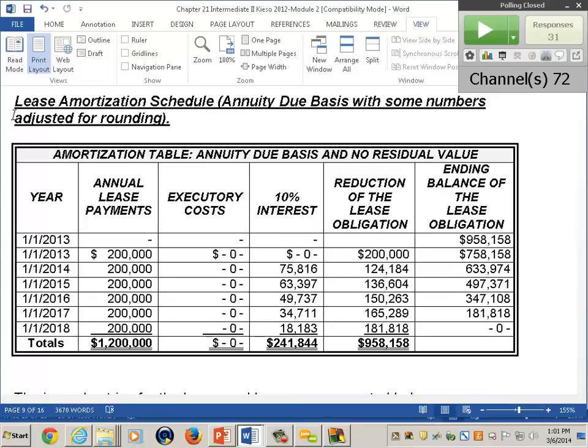the payment comes off first, and once again, 10% interest, interest accrues at the end of the year. So when you build this table, you have to be sure to understand that the interest comes off first. The payment comes off first, and then the interest is computed.